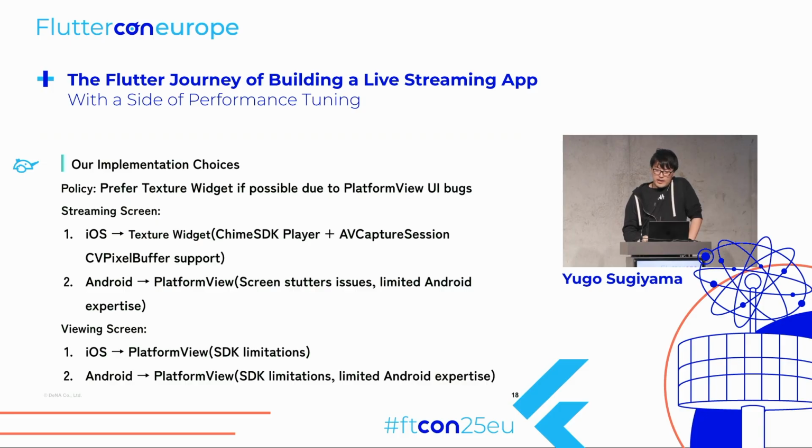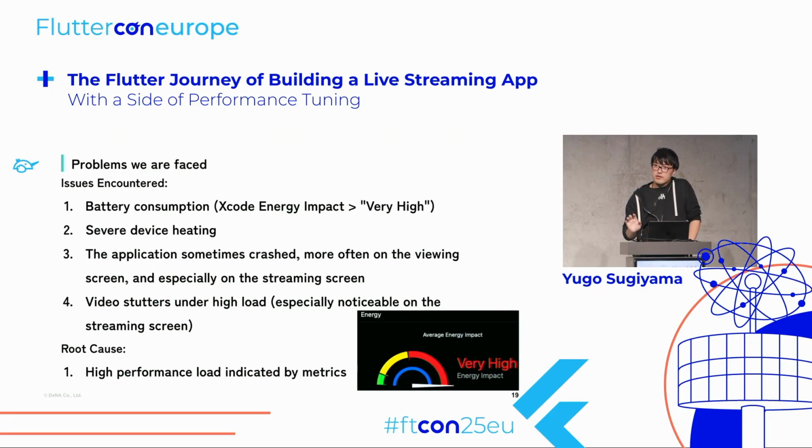On Android, when I tried implementing it with the texture widget, I ran into serious frame throttling problems. That was partly because of our limited experience with Android implementation. Compared to iOS, implementing video functionalities on Android is more difficult, so I decided to use platform view instead. And for the streaming screen, due to the SDK limitations, we are using the platform view on both iOS and Android. Of course, we encountered many problems on both the viewing and the streaming screen.